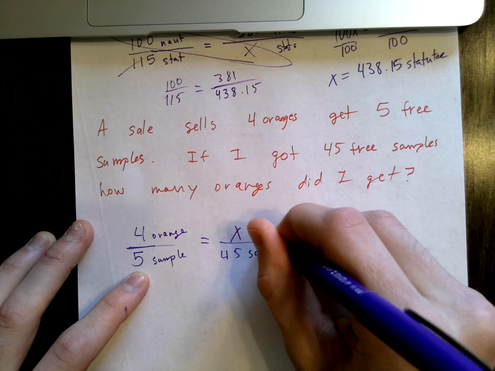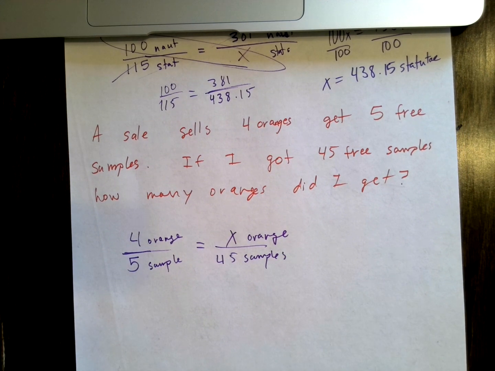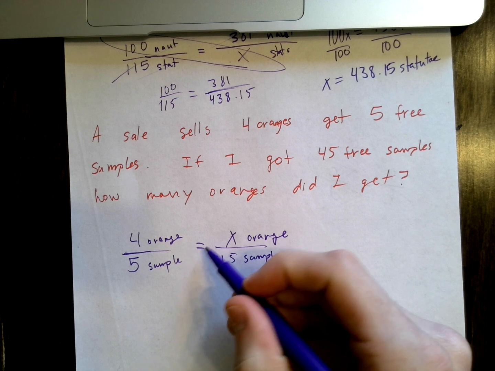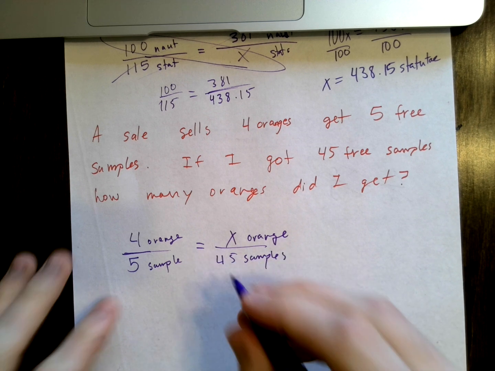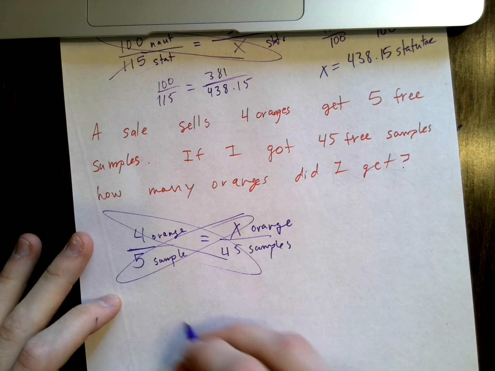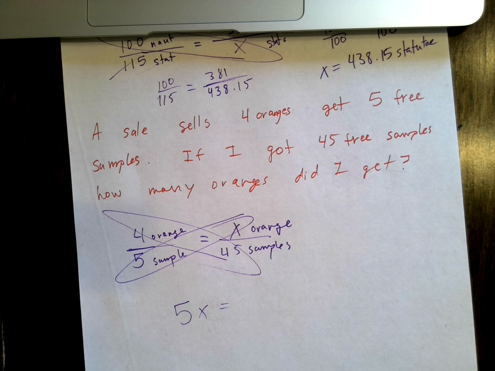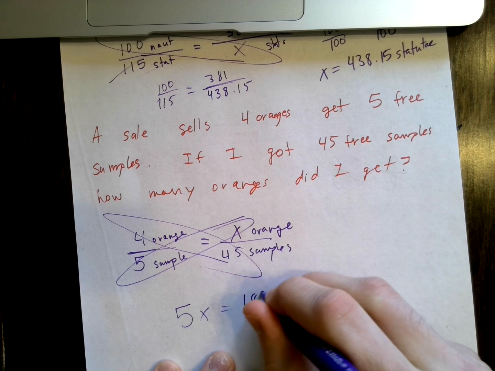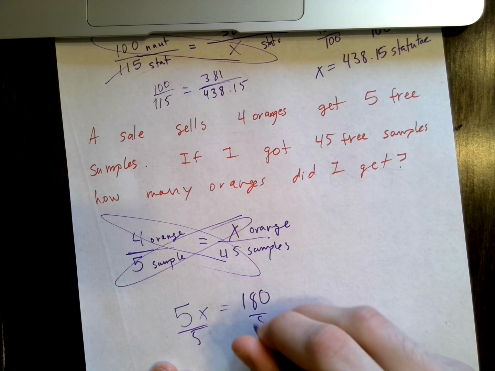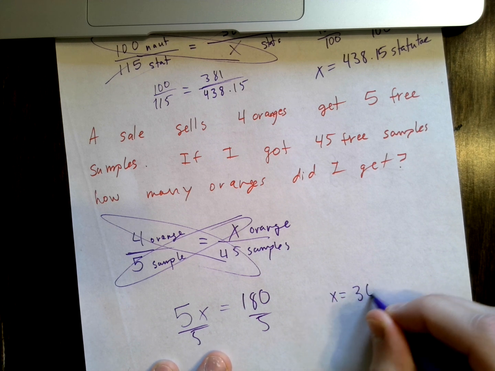We don't know how many oranges. Remember, these are equivalent fractions. I'm going to keep them on top and the bottom's the same. I don't change those units across because we only do that when we are converting units. These are equal to each other, we're not multiplying them. In order to figure out the equivalents, let's cross multiply, and we'll get 5x on one side, and 45 times 4, 180, on the other. Divide each side by 5, and x will equal 36.